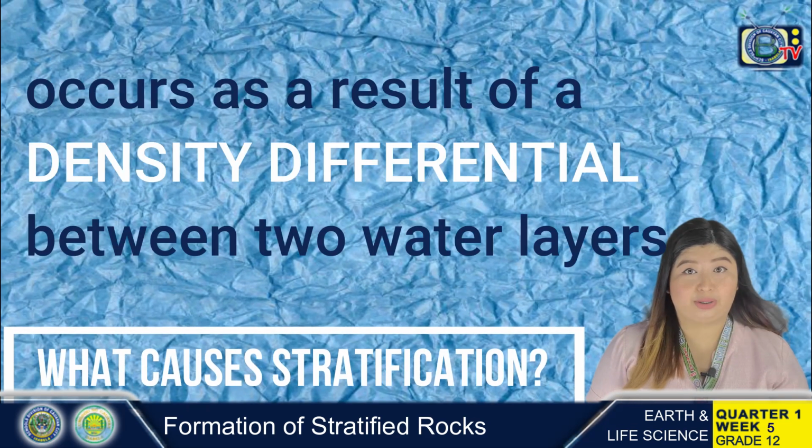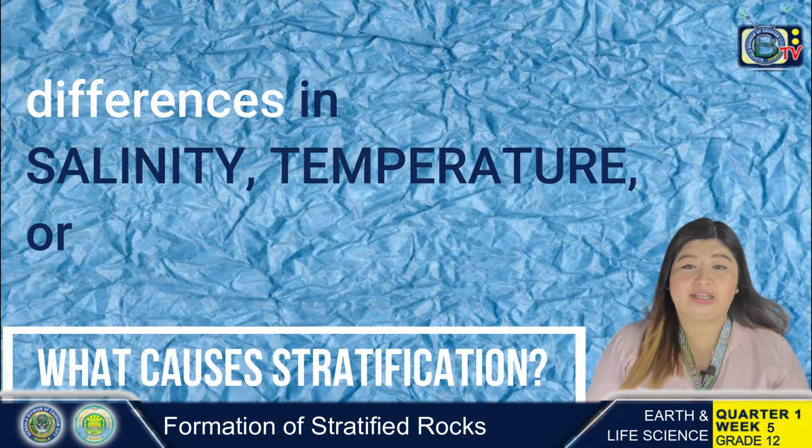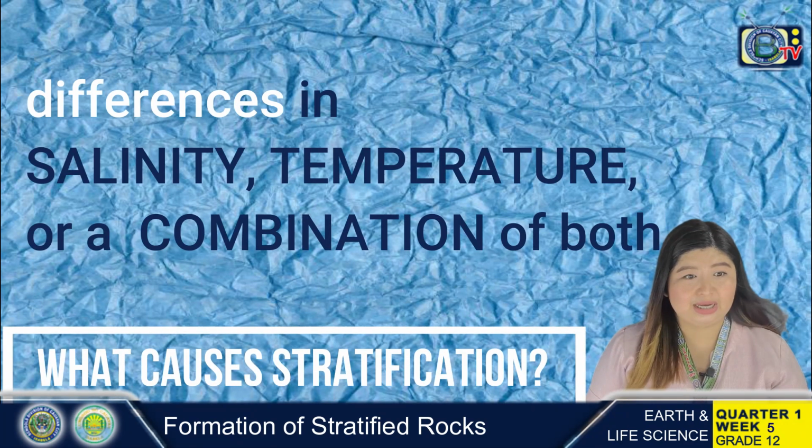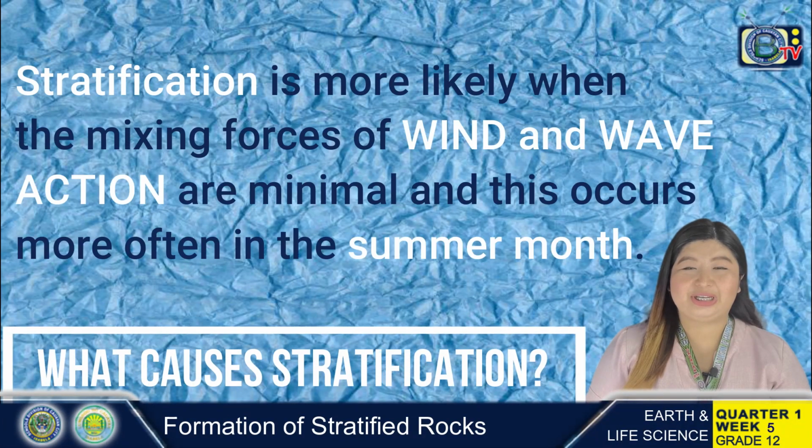Stratification occurs as a result of density differential between two water layers and can arise as a result of the differences in salinity, temperature, or a combination of both. Stratification is more likely when the mixing forces of wind and wave action are minimal, and this occurs more often in the summer months.